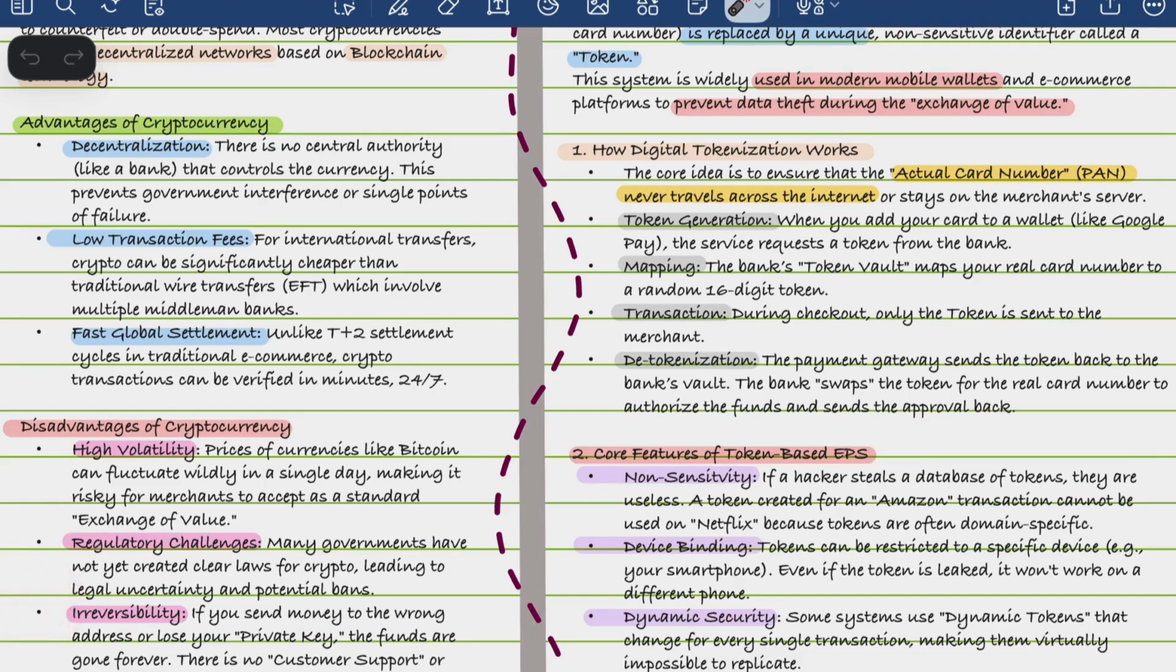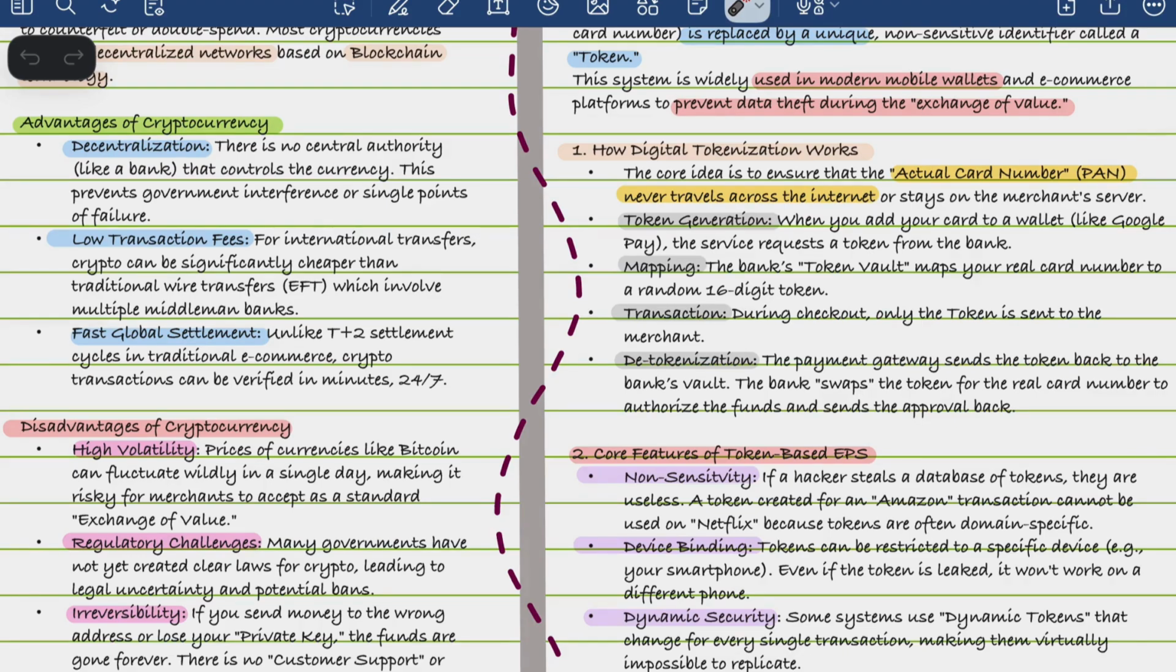And irreversibility. You see, cryptocurrency transfers are permanent. If you accidentally send funds to an incorrect address or lose your private cryptographic keys, your funds are gone forever. There is no centralized customer support hotline or any chargeback protection mechanism to save you in this kind of thing.